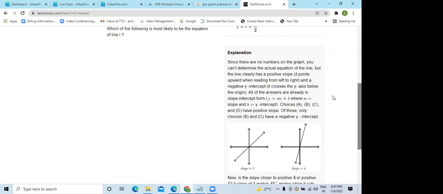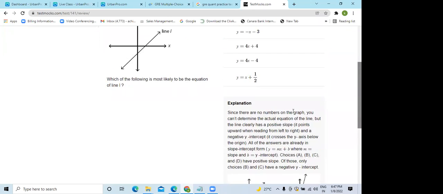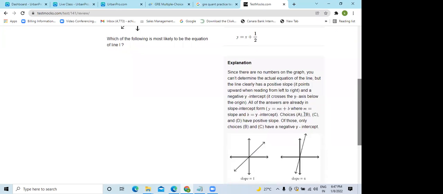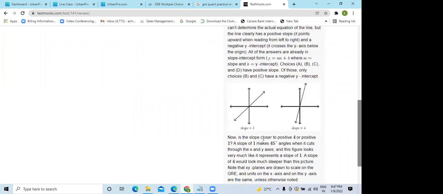Choices A, B, C, and D have positive slope. Only B and C have a negative y-intercept, right? B and C have a negative intercept. Only choices B and C have a negative y-intercept, okay?